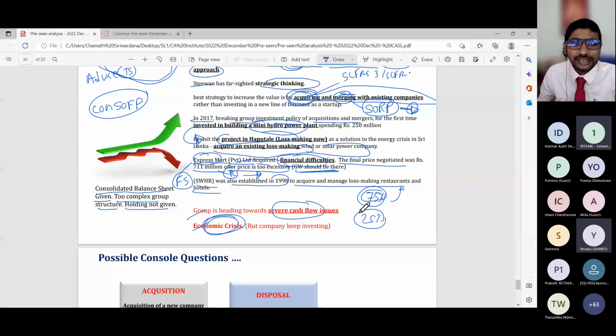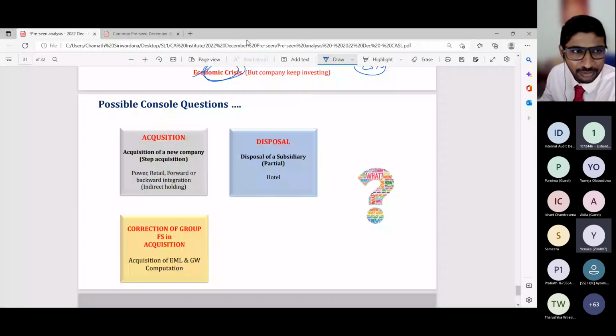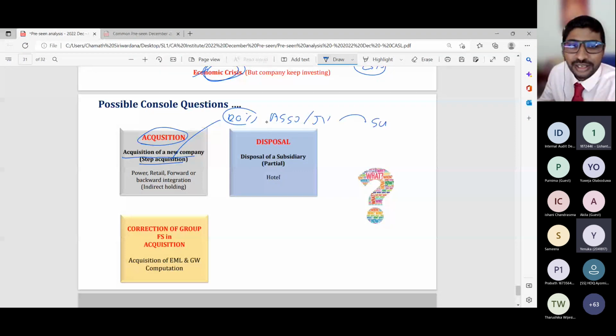Right. And the possible question. I will basically give you 3 areas where a possible question might come. I have already mentioned this, so this is like a summary. The first one is acquisition. So there can be an acquisition of a new company, most probably a step acquisition. First, you will acquire more than 20% and become an associate, or you will have a joint venture. Then that becomes a subsidiary. So likewise, a further acquisition kind of question will come right here.